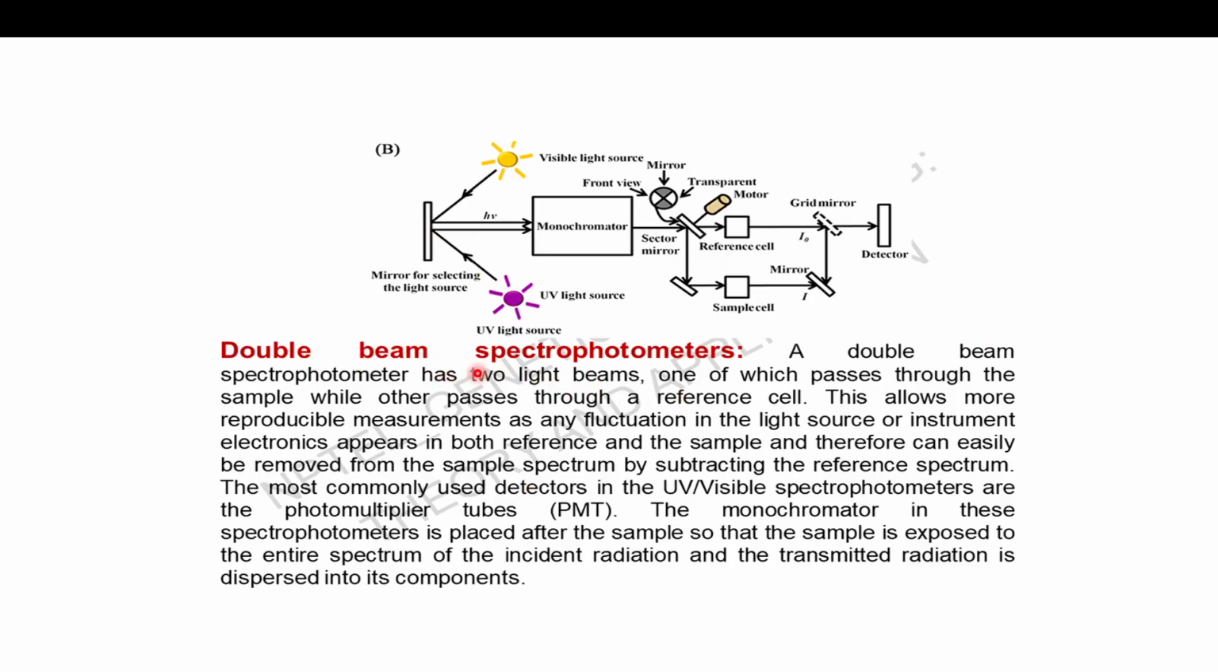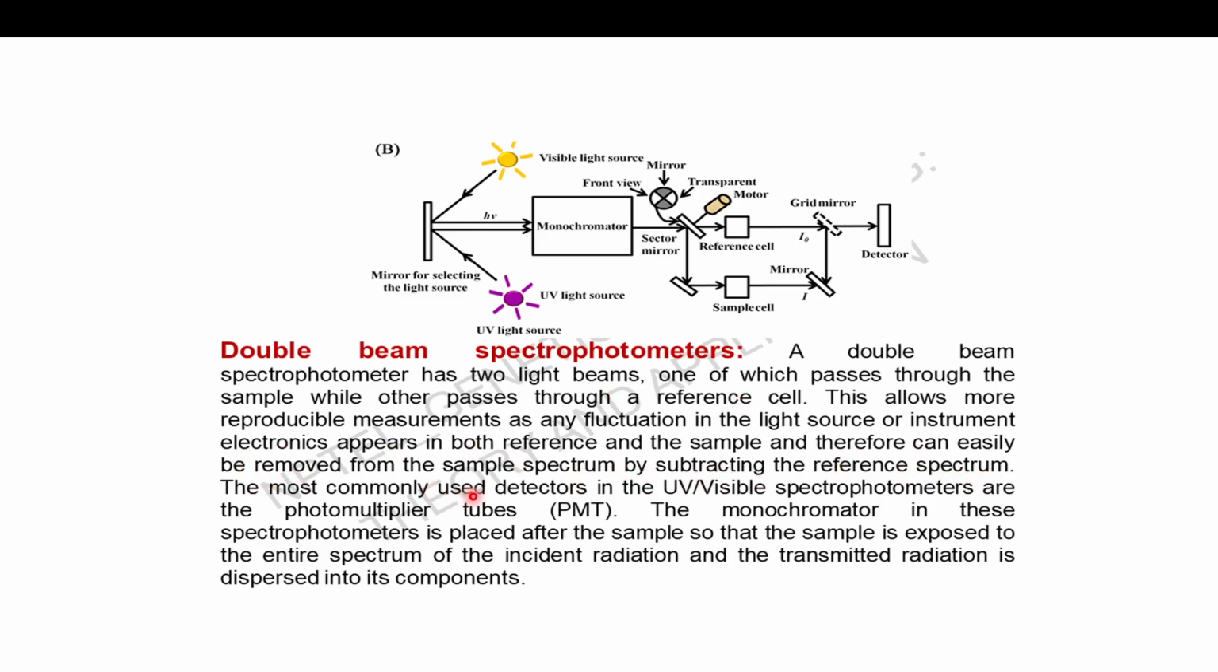A double beam spectrophotometer has two light beams, one of which passes through the sample while the other passes through a reference cell. This allows more reproducible measurements because any fluctuation in the light source or instrument electronics appears in both the reference as well as the sample cell, and therefore can easily be removed from the sample spectrum by subtracting the reference spectrum.